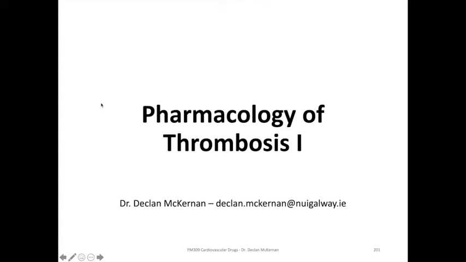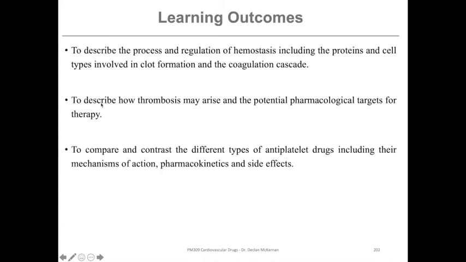Our ninth lecture in the series will be on thrombosis and antithrombotic drugs. By the end of the lecture, you should be able to describe the process and regulation of hemostasis, including the proteins and cell types involved in clot formation and coagulation cascade. You should be able to describe how thrombosis may arise and the potential pharmacological targets for therapy.